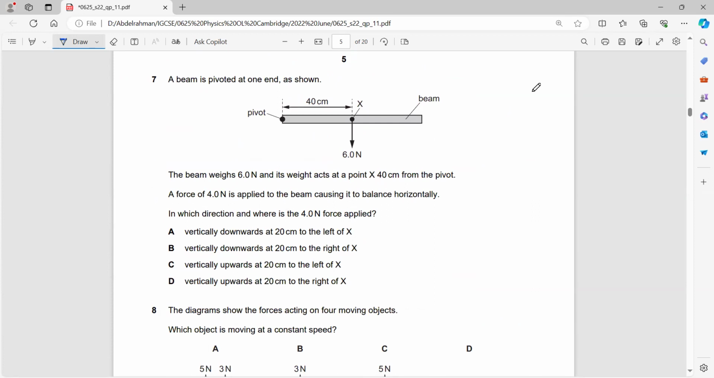A beam is pivoted at one end. The beam weighs 6 newtons and the weight acts at a distance of 40 centimeters from the pivot. A force of 4 newtons is applied to balance the beam horizontally. Where should this 4 newton force be?